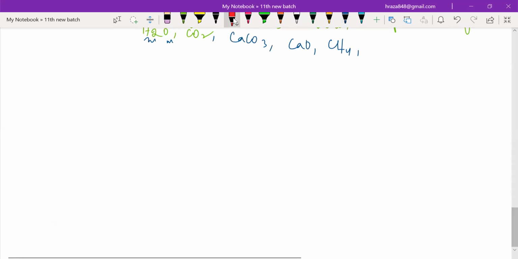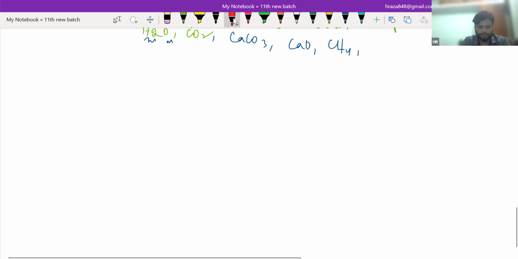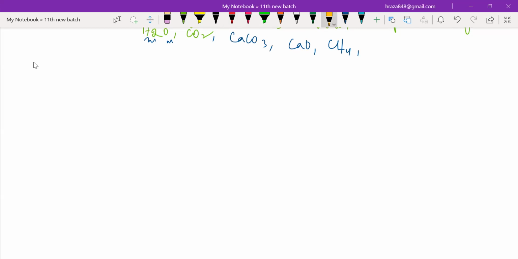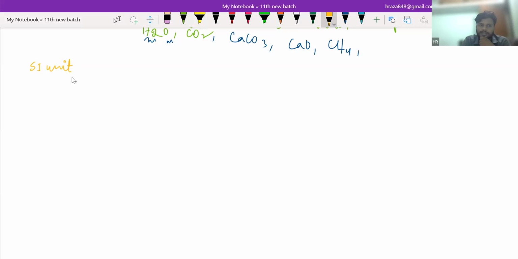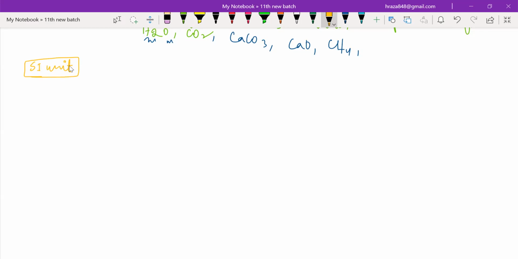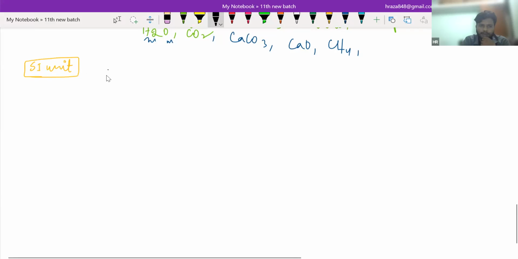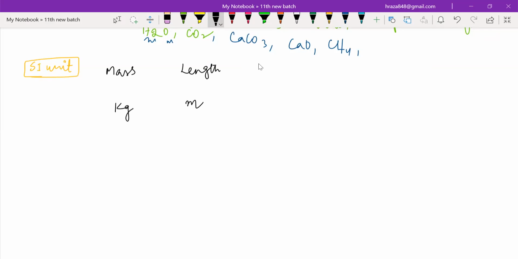See, have you studied physics, the first chapter in class 11? Yes, sir. So you will study units and dimensions, that is SI unit, CGS unit. You will learn that the SI unit of mass is kilogram, the SI unit of length, that means distance, is meter, and the SI unit of time is second.